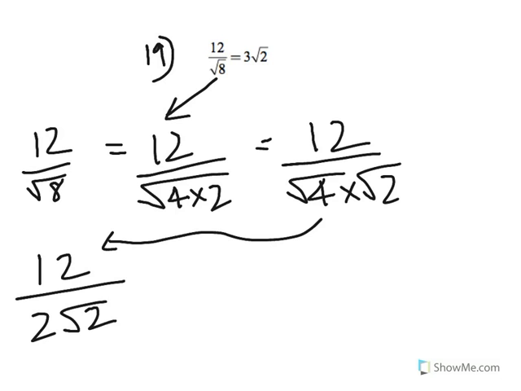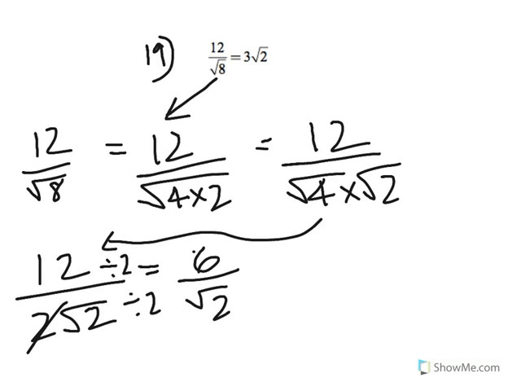Now look at what we've got here: 12 over 2 times root 2. 12 and 2 are divisible by each other. 12 divided by 2 is 6, so you can write this as 6 over root 2, because if you divide both by 2, the 2 goes out and the top becomes 6.